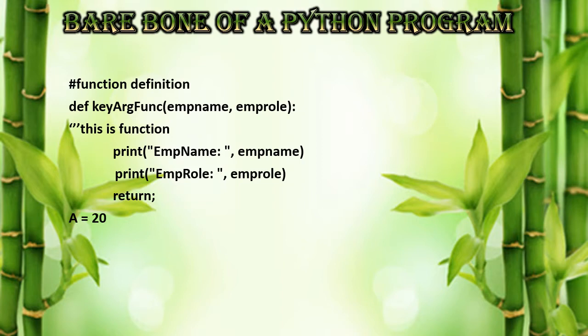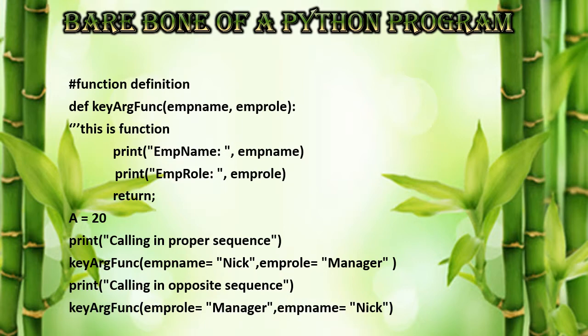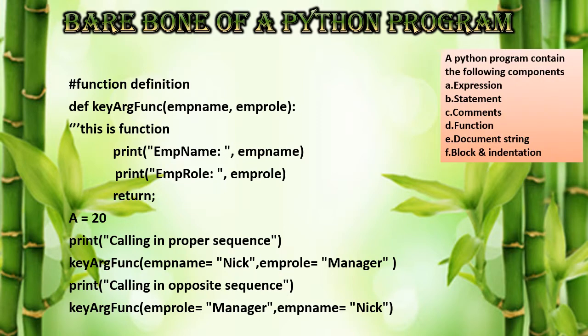And this is the main program. A equal to 20 is assigned, and a print statement, calling program sequence, will be printed. Next the function is called with the parameter values employee name Nick and employee role manager. Next another print statement after the function call, called program sequence, and again the function is called with employee role manager and employee name Nick. That's the example.